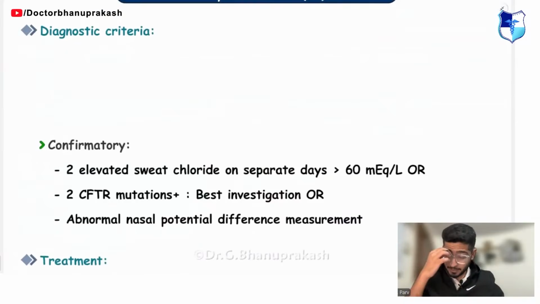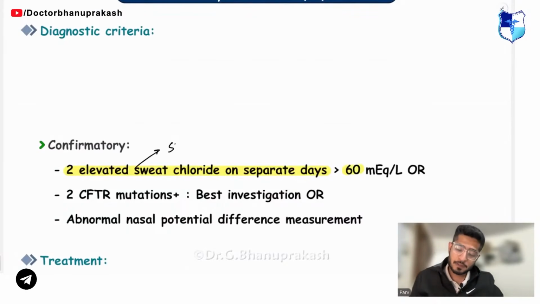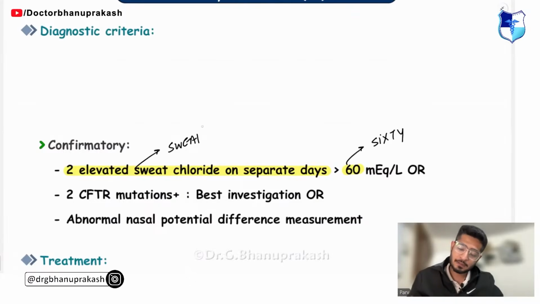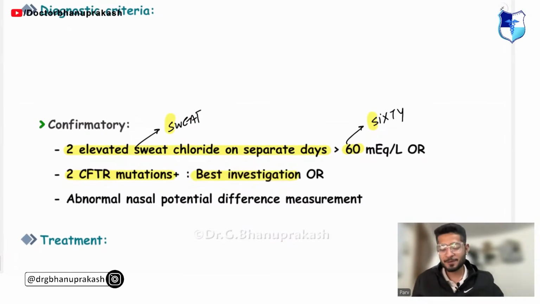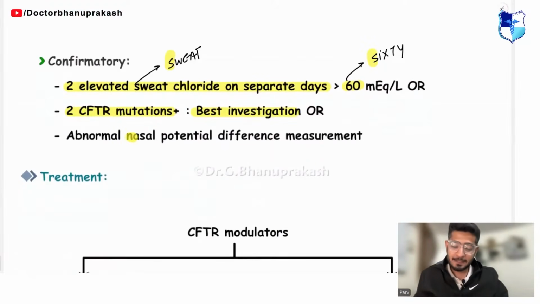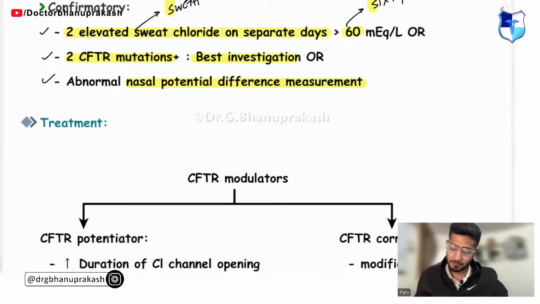So the confirmatory test for cystic fibrosis, of course, is elevated sweat chloride. Sweat chloride should be more than 60. So you can remember sweat and 60, so S and S are actually important to be remembered. Then you have the CFTR gene mutation. This is the best investigation. And of course the nasal potential difference is also going to be there. So these both are important.